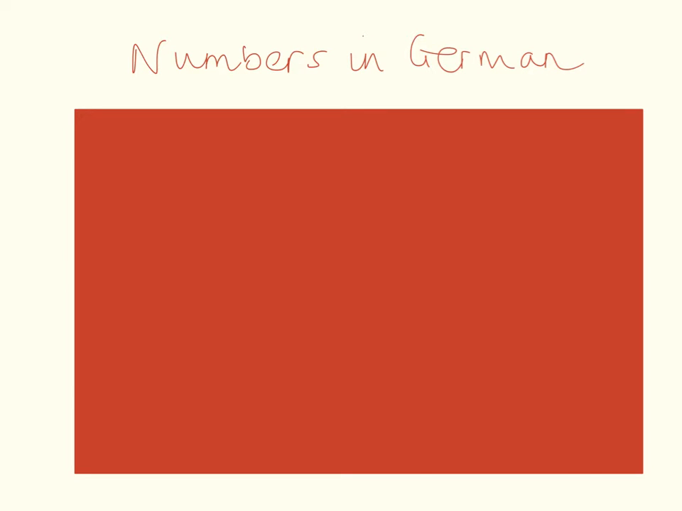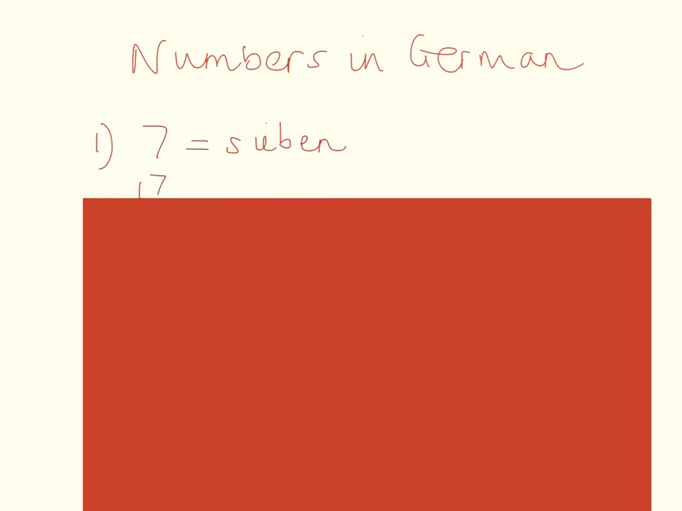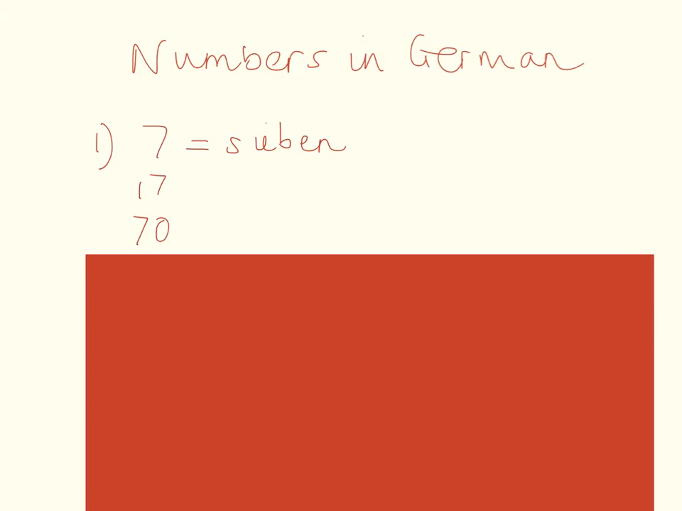Numbers in German. There are a few things today which we did go through that I'd like to go through with you again quickly now. Okay, first thing is that the number 7 is indeed sieben, but if you're going to use 17 or indeed 70, you will need to lose the en on the end, because 17 is siebzehn and 70 is siebzig. So that's the first thing I felt people were confused with today.